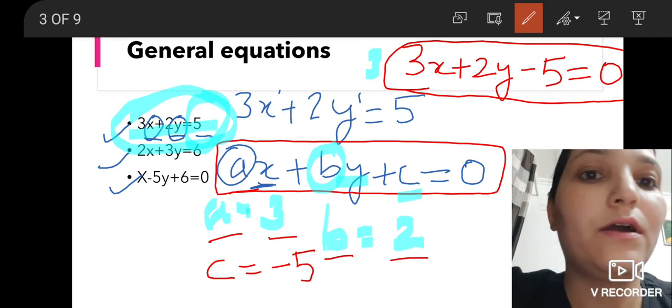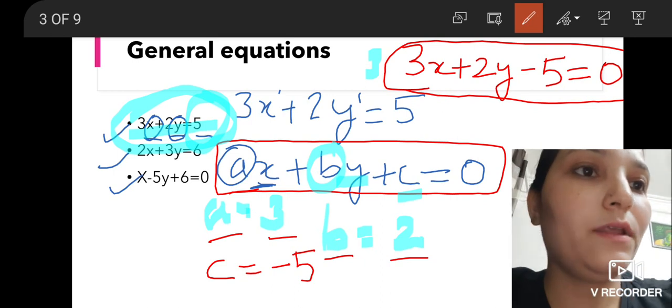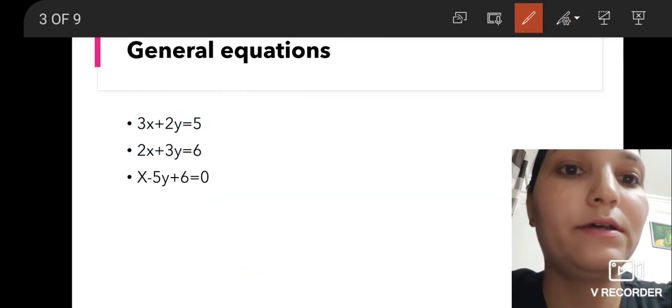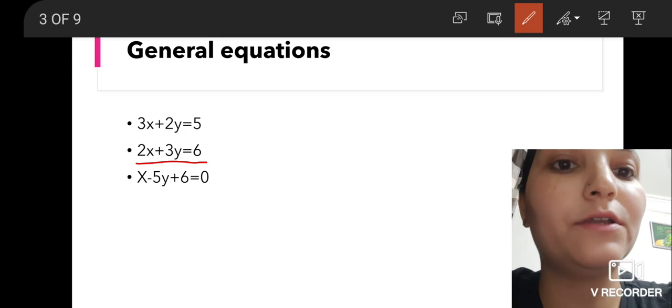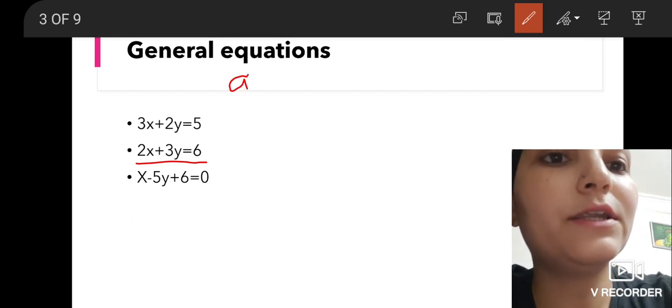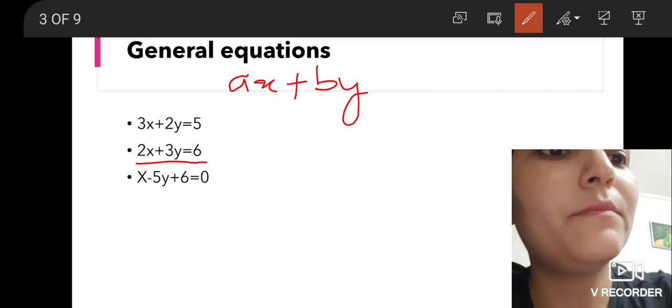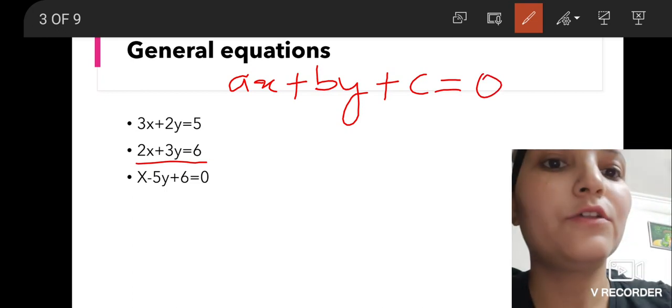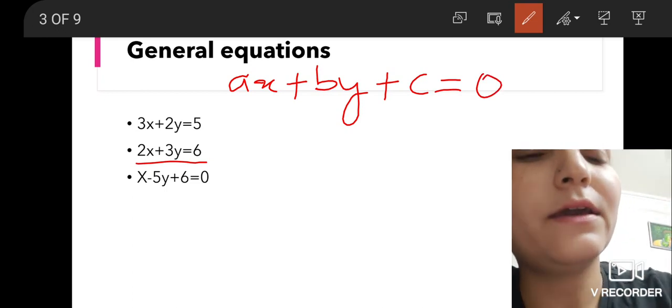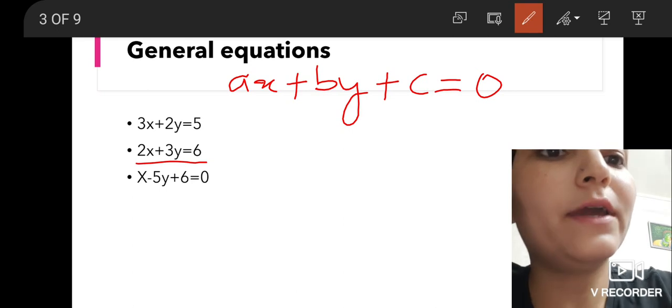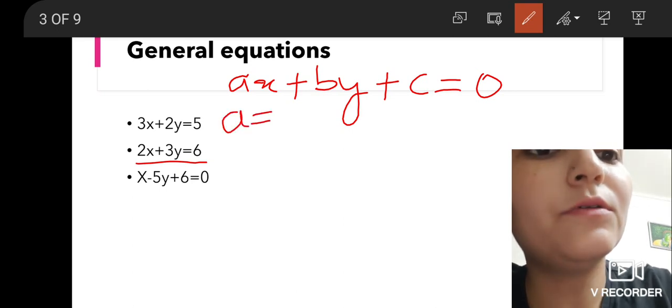Now if you compare this equation 2x plus 3y is equal to c with the general equation, your general equation is ax plus by plus c is equal to 0. Here a, the coefficient of x, will be 2, and b is equal to 3, right?